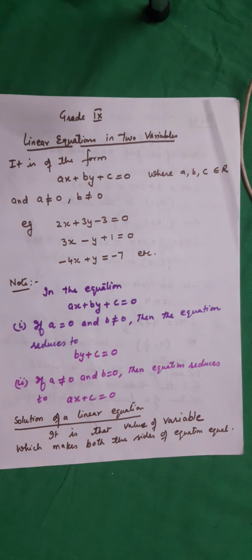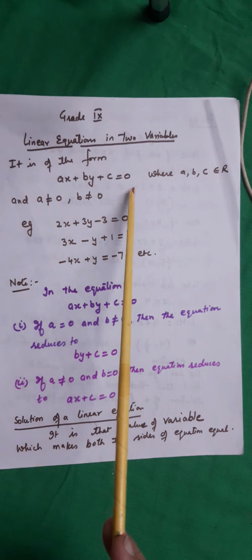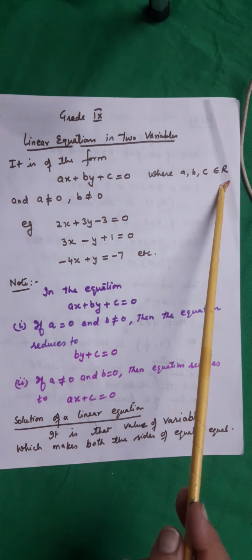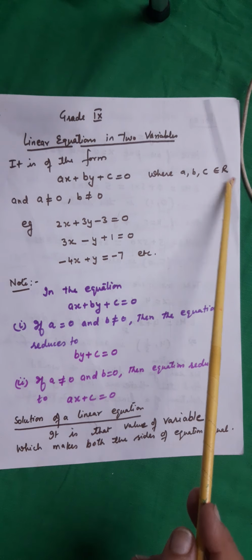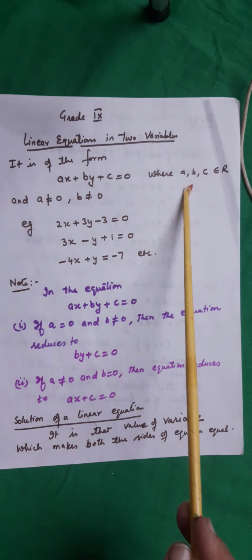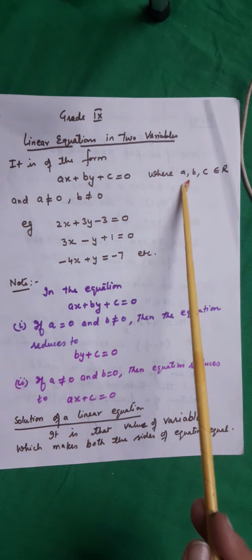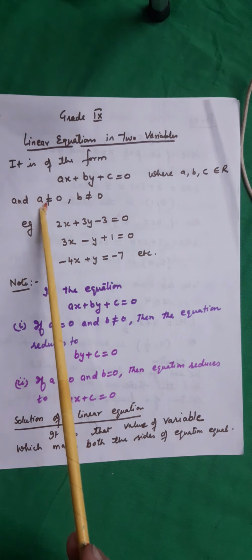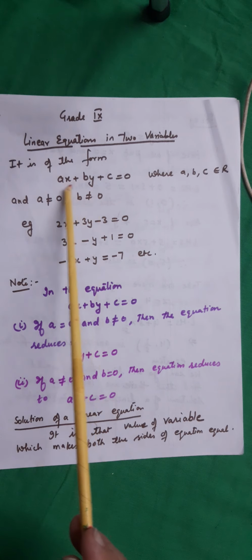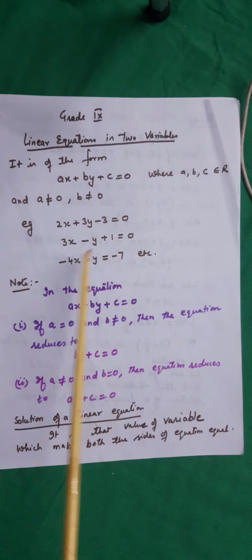A linear equation is of the form ax plus by plus c is equal to 0, where a, b and c belong to R. R here means real numbers, so a, b and c can be natural numbers, whole numbers, integers, fractions, rational numbers, irrational numbers, anything, right? And a should not be 0 and b should not be equal to 0. Then only we can say that this is a linear equation in two variables x and y.